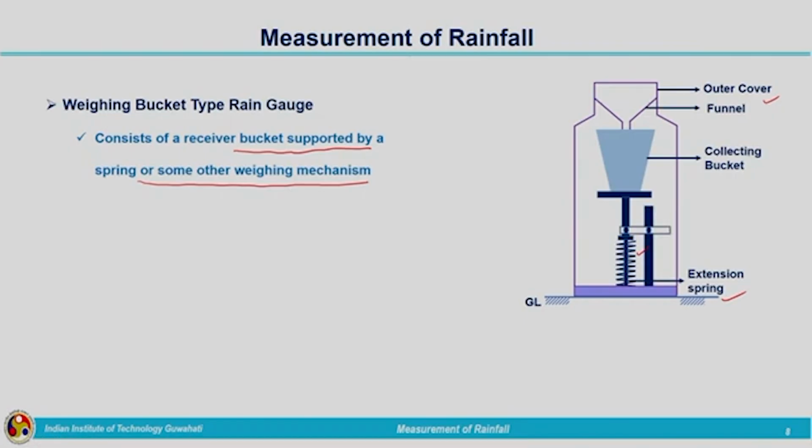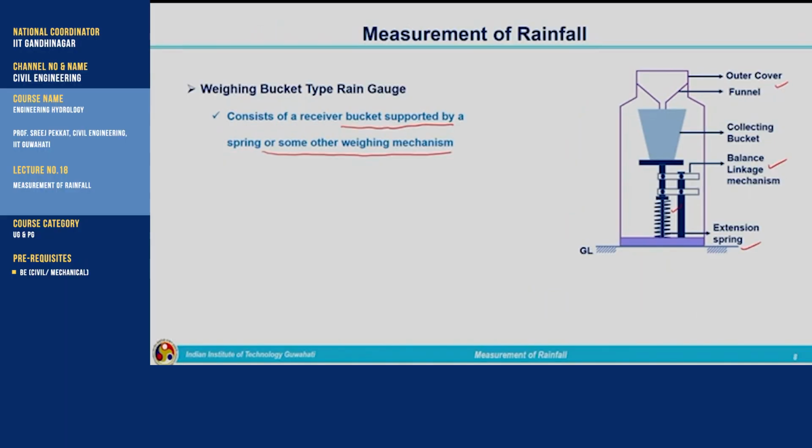There is a mechanism connected to the spring unit, that is a balance linkage mechanism. We need to measure the depth of rainfall, right? So for that we need to have some recording system. How it is done we will see now. A balance linkage mechanism is provided which is connected to the spring and the bucket, and there is a revolving drum with a chart.